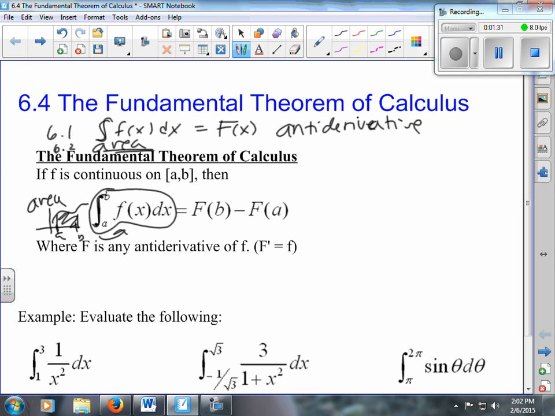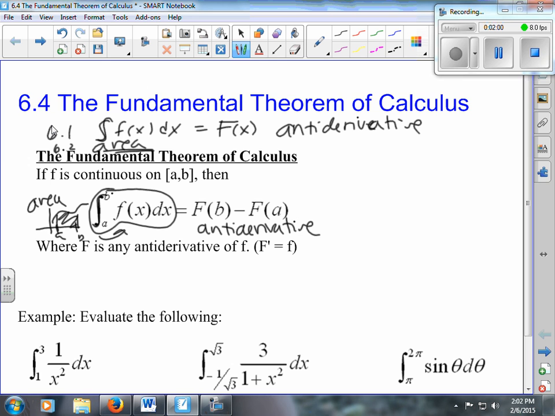When you want to compute the area between a function and the x-axis, between two x values a and b, the way that you do that is you compute the antiderivative. And then you simply plug in the two endpoints, b and a, the upper one, b, in first, and then the lower one, a, in second, and then you subtract.